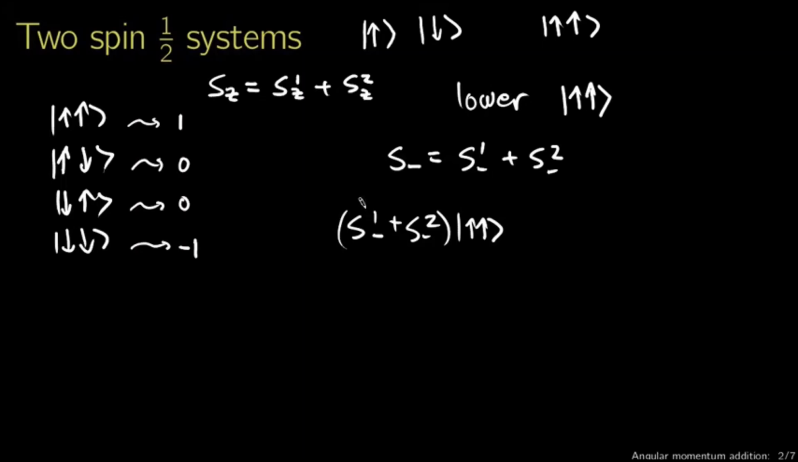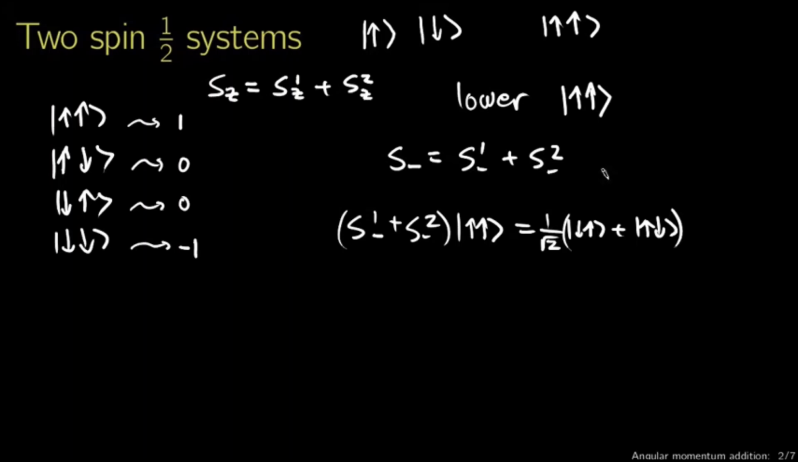Well, s sub minus 1 is going to lower the first, s sub minus 2 is going to lower the second, but they're combined with the plus sign here. So what I'm going to end up with is going to be something like down up when I lower the first, plus up down when I lower the second. And if I want to properly normalize this, I'm going to need a 1 over root 2 outside to take care of half of this and half of this, essentially.